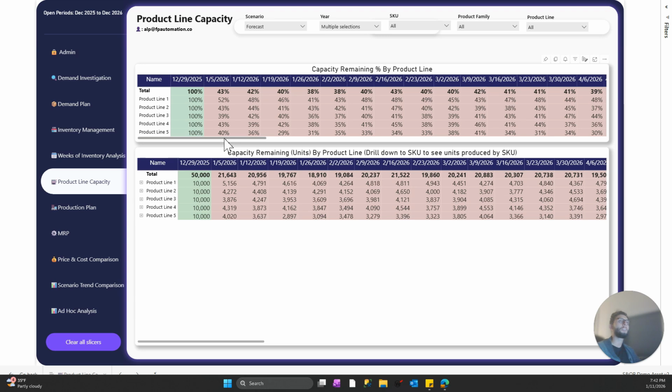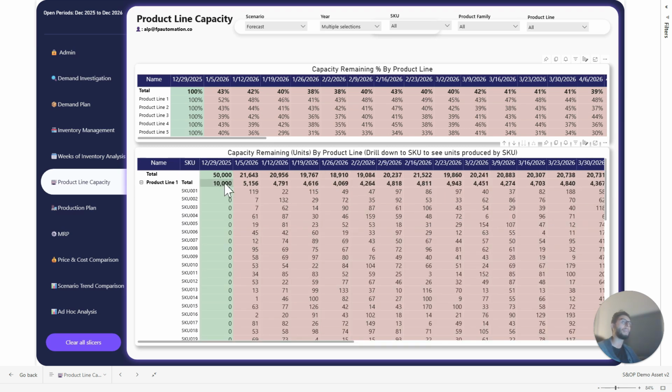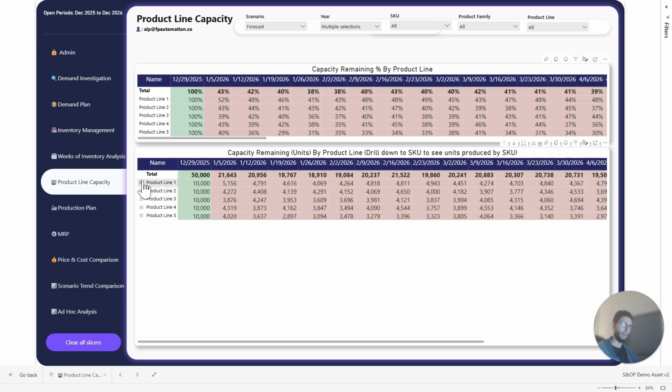Here, what we can see is all various different production lines and the percentage of capacity left on that production line itself. A great part about this view is that we also have the ability to zoom in and see exactly what SKUs from a week perspective are driving the particular demand that we see right here from a production standpoint. So we can see how many units are being produced for each SKU right here as we drill into this particular product line.